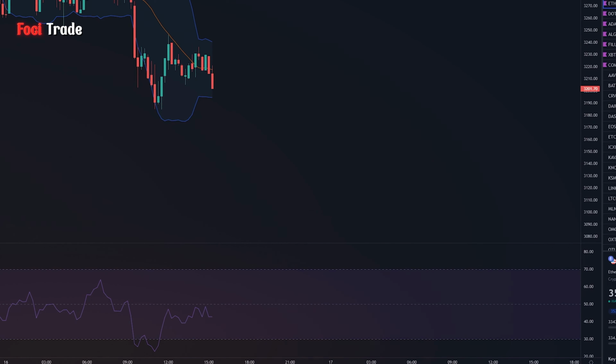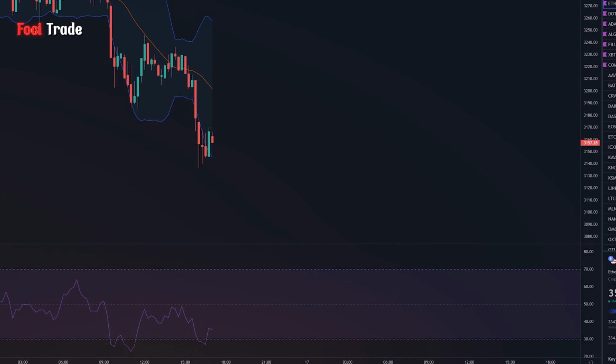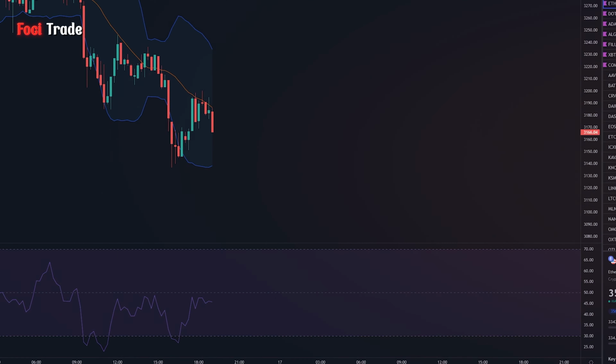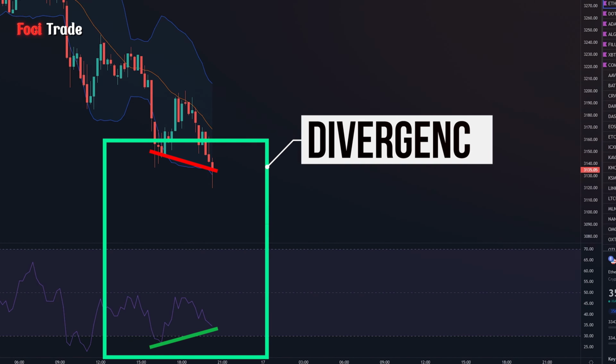Here you can see the price starts to drop to the lower Bollinger Band and then reverses. The next time it comes down, it makes a new lower low from the previous low, but something interesting is happening. The RSI made a higher low. So we have price making a lower low, but the RSI is making a higher low. This right here is called divergence.